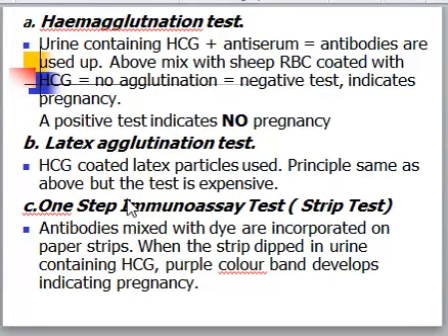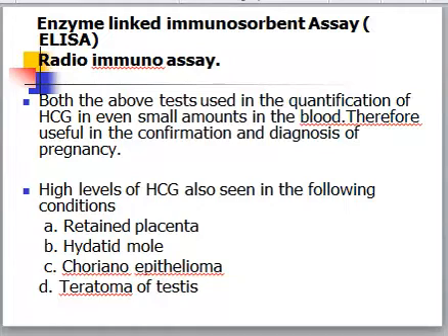Followed by that, we are going to see ELISA. Both of these tests are used for quantification of HCG. High levels of HCG are also seen in the following conditions: retained placenta, hydatidiform mole, choriocarcinoma, and teratoma of the testis. In these conditions, a high level of HCG will be present.